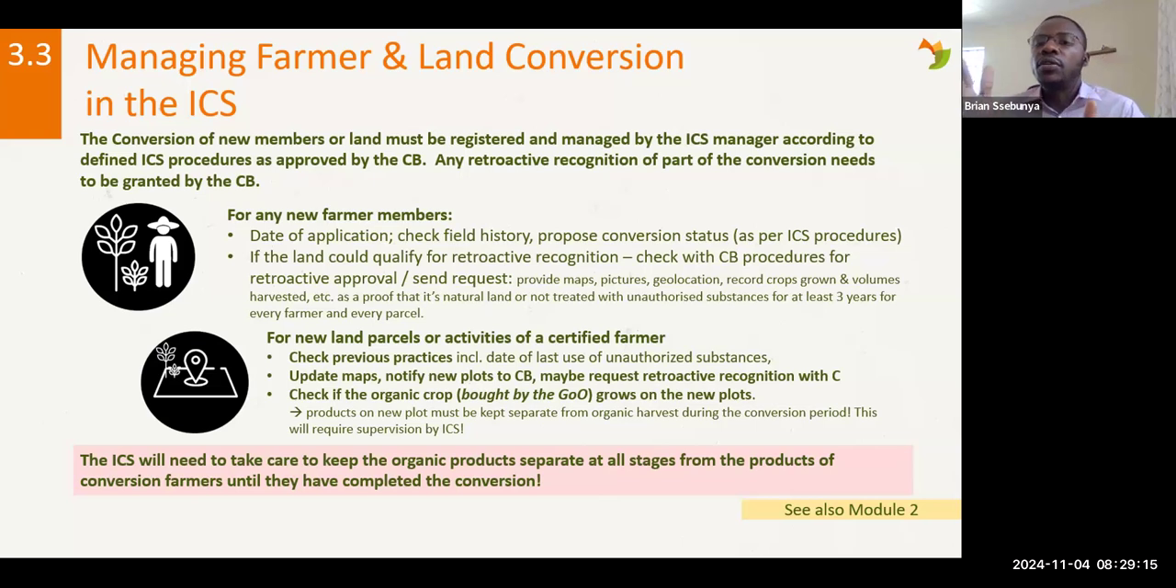That you only need when you're doing retroactive recognition. If it's normal conversion, then you don't need to go through that process. You just include them on your farmers list as farmers in conversion and their conversion period, and that's enough.